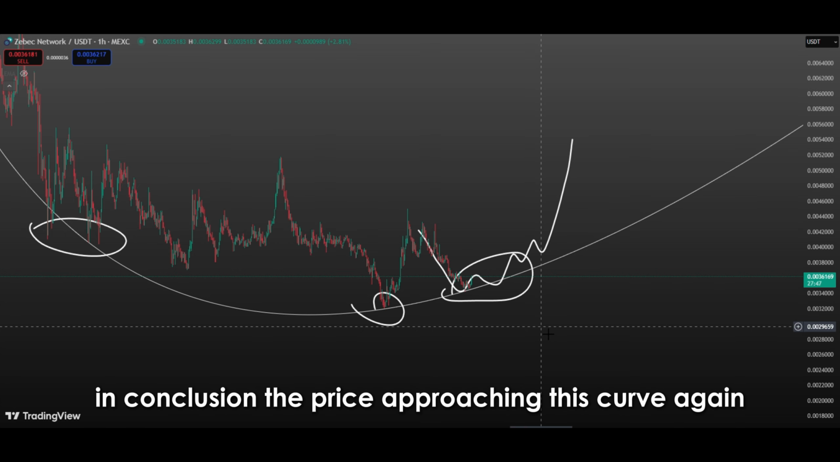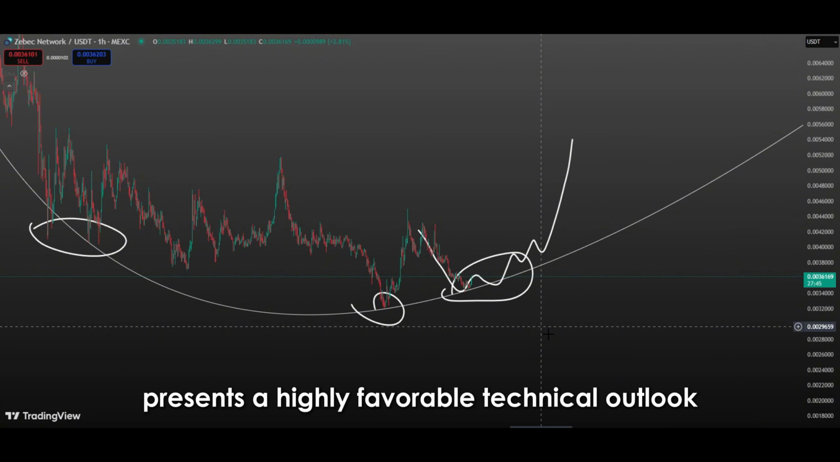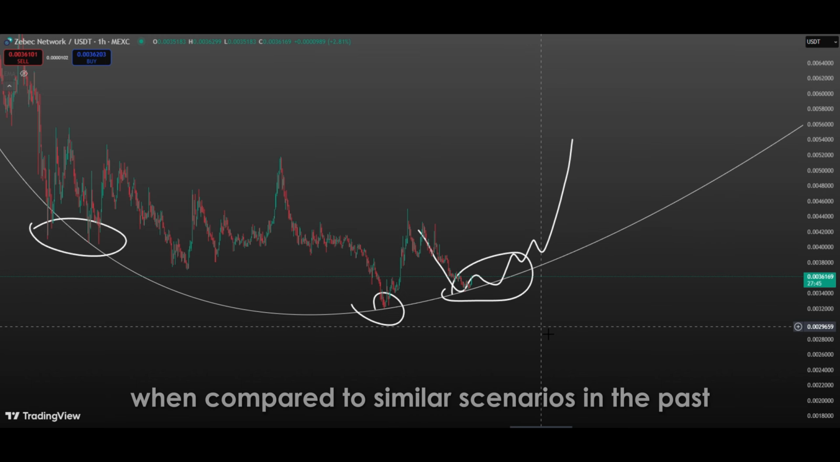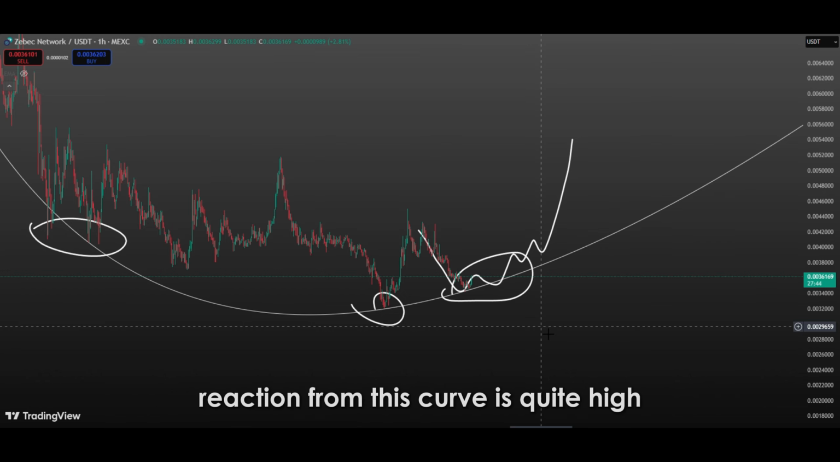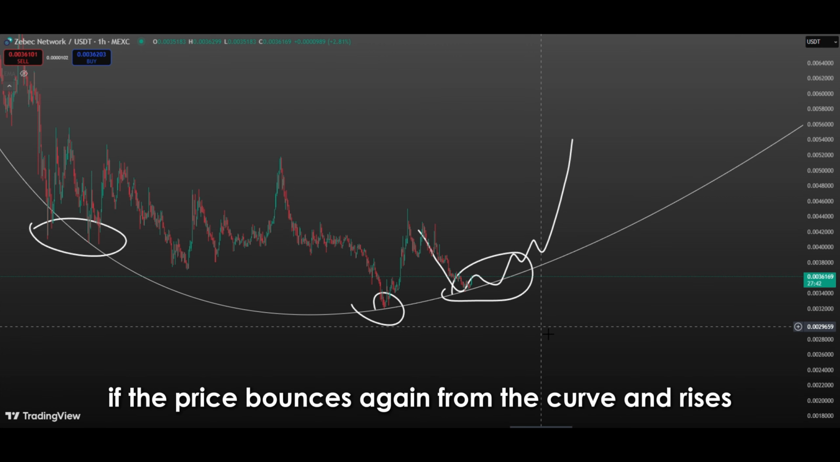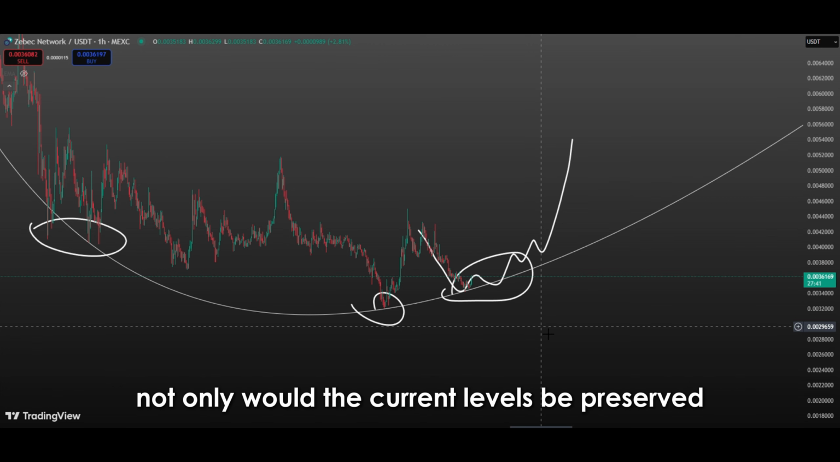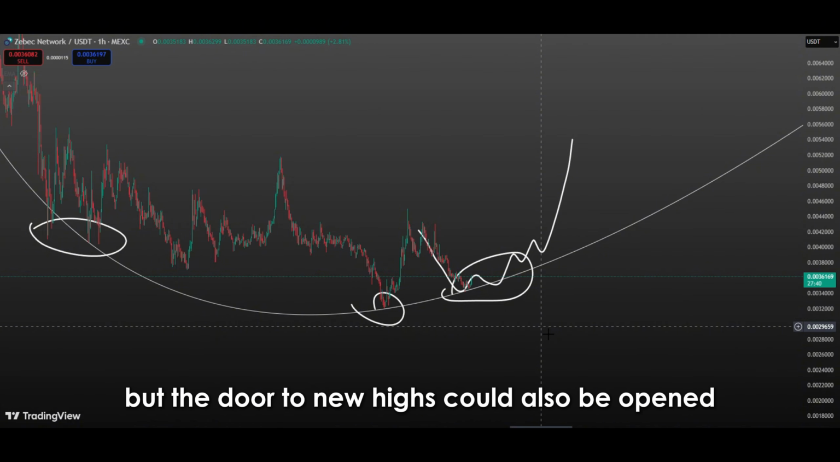In conclusion, the price approaching this curve again and potentially launching a new upward move presents a highly favorable technical outlook. Especially when compared to similar scenarios in the past, the likelihood of an upward reaction from this curve is quite high. This could be a great opportunity zone for investors. If the price bounces again from the curve and rises, not only would the current levels be preserved, but the door to new highs could also be opened.